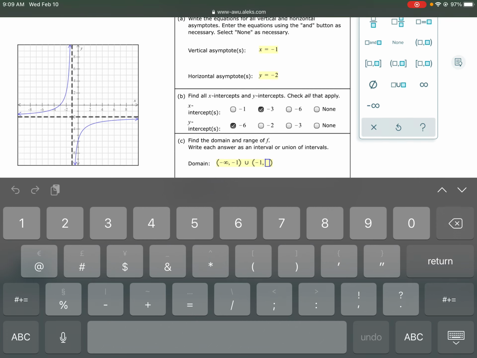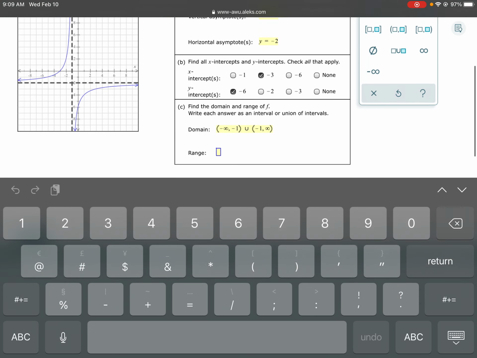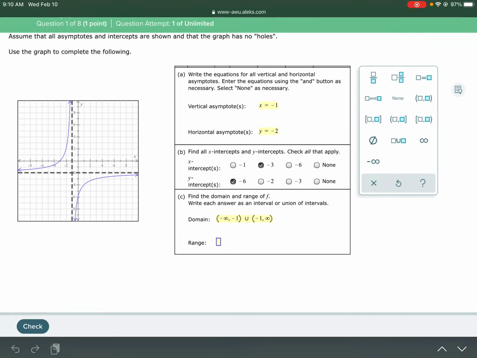From -1 to infinity. Okay, likewise for the range, but for the range we're talking about the y values, so we're going up and down. So notice that the bottom part of this graph, it goes from -infinity.